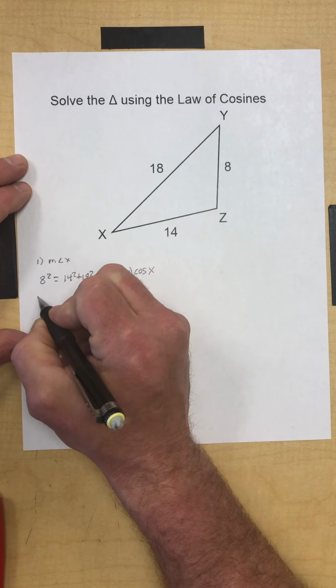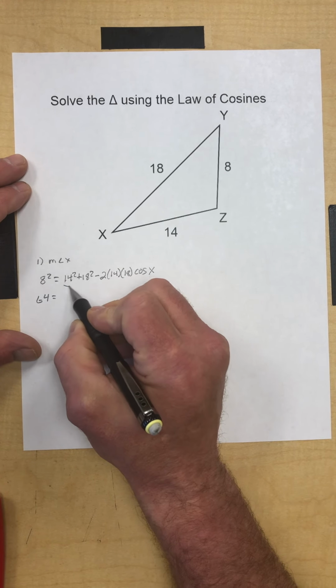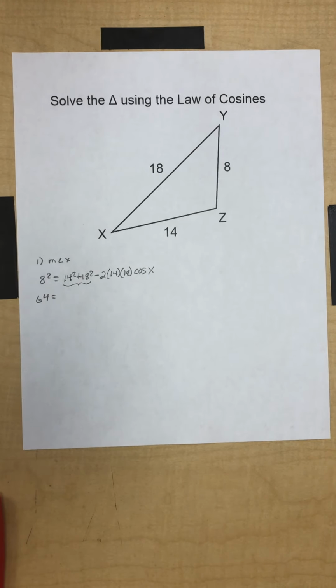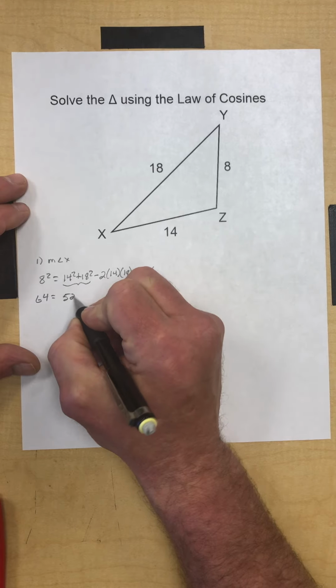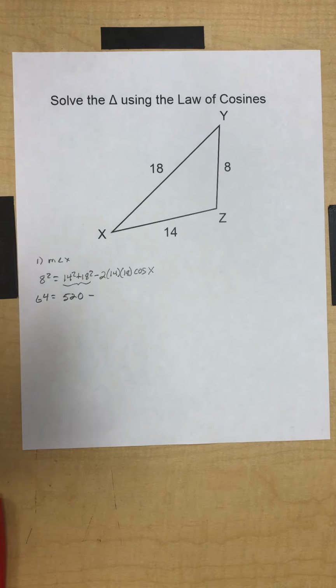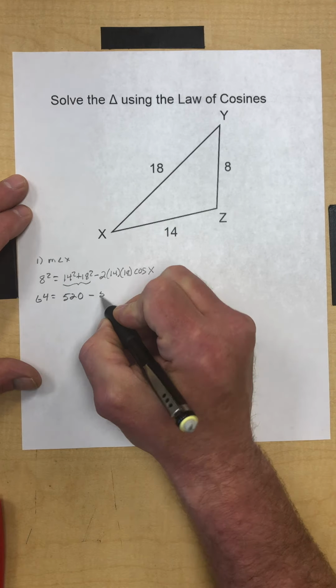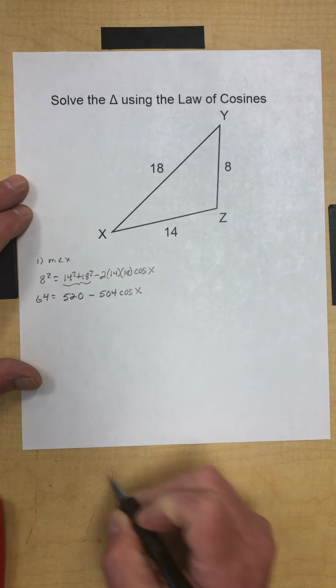Okay, so we get the calculator going. We know 8 squared is 64. Now I want to go 14 squared plus 18 squared. So 14 squared plus 18 squared, I'm getting 520. Minus, I want to go 2 times 14 times 18. So 2 times 14 times 18, and that gives me 504 times the cosine of angle X.